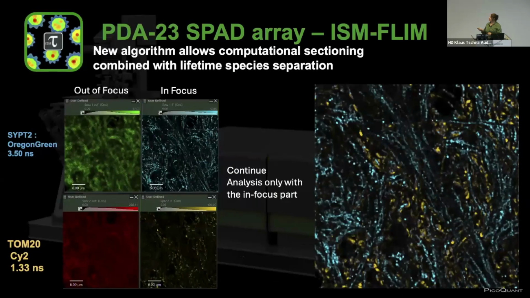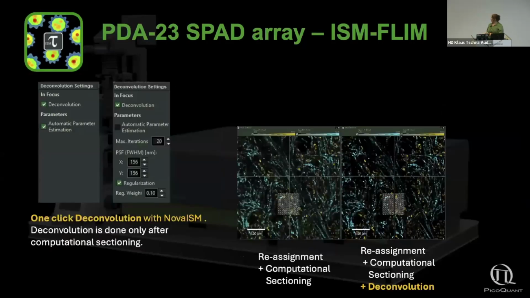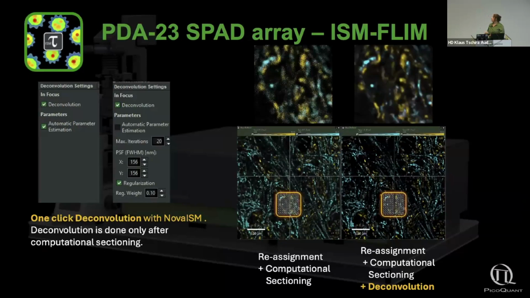Here you can see the comparison between out-of-focus and in-focus light, so the computational sectioning, and then you see that you get an extra layer for the in-focus part, and you continue the analysis on that part. The deconvolution is also integrated in the Nova ISM, so it's a one-click deconvolution that has an automatic parameter estimation, but if you want to adjust the parameters, of course, that is also possible. And then you gain another contrast improvement, as you can see here. So this would be reassignment of the pixels, computational sectioning, and deconvolution.